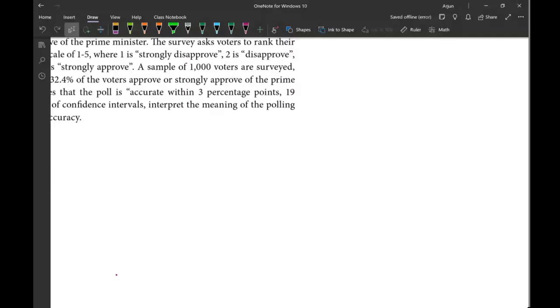Welcome back, folks. In today's class, I'll be talking about chapter number 9.4, and that is creating a confidence interval for the proportions for P. That's what we're gonna do in today's class.